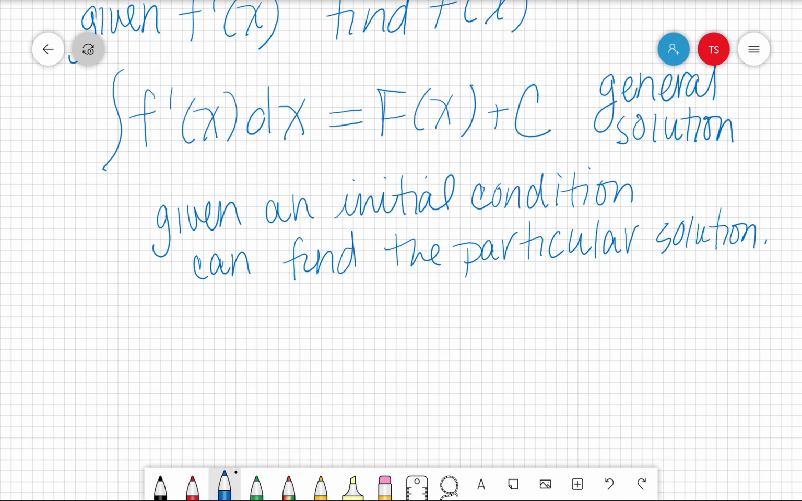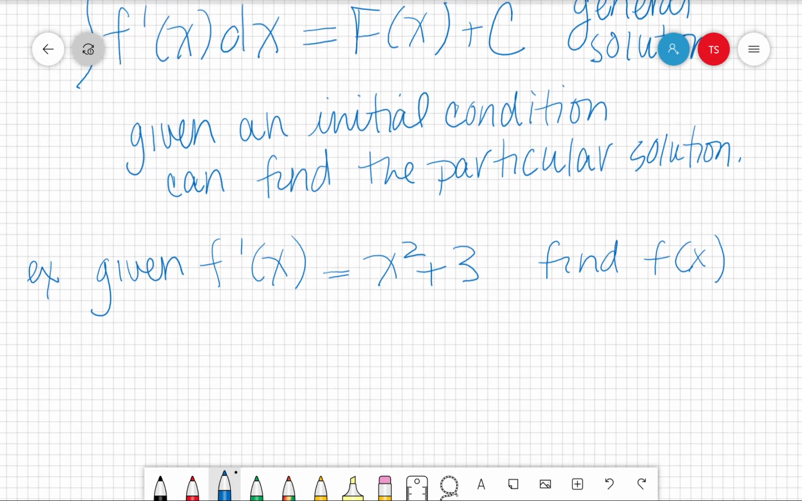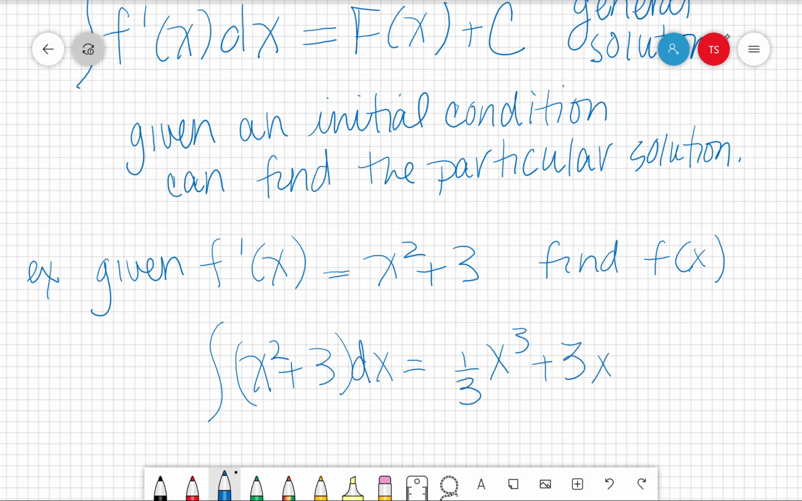So let's say I'm given f prime of x is equal to x squared plus 3, and I want to find f of x. So I'm going to integrate x squared plus 3 dx, and that will give me 1/3 x cubed plus 3x plus c, and that's what I would call my general solution.